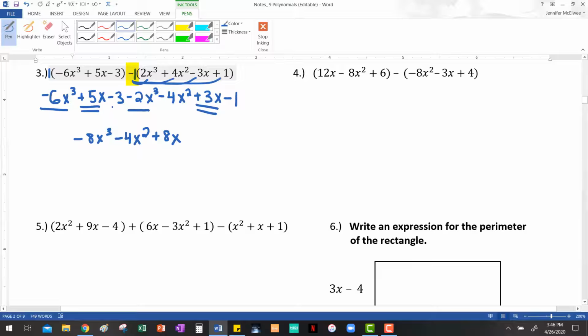I also see constants. There's a negative 3 and a negative 1. I'm going to combine those two. Negative 3 plus negative 1 is negative 4. So my final answer is negative 8x cubed minus 4x squared plus 8x minus 4.